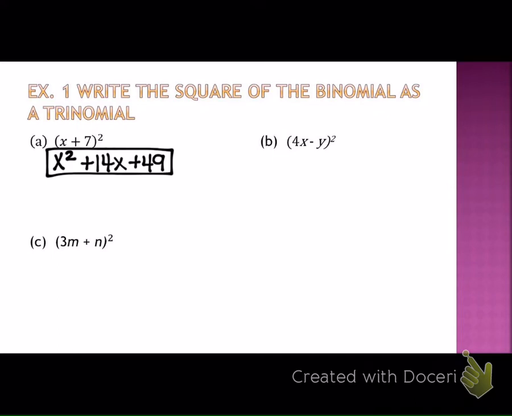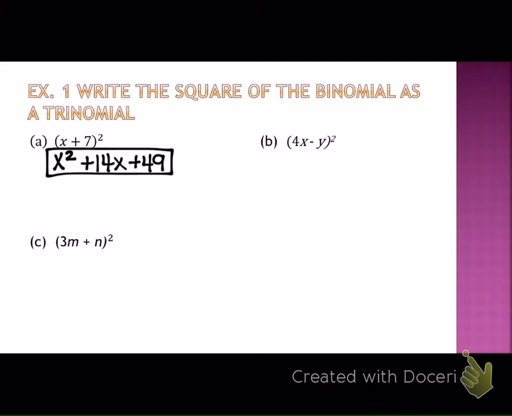Now, I want to prove this to you. I want to show you that you could take the time to FOIL this. Okay? But here's where the problem comes in when you try to FOIL this. A lot of people don't know or can't remember how to set this problem up.